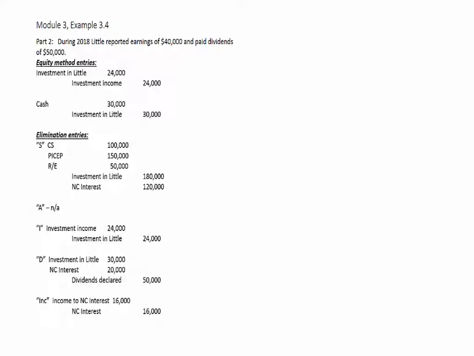And then finally, the new element, the income to the non-controlling interest. I use the abbreviation INC for income to non-controlling interest. However you choose to remember this is obviously entirely up to you. The subsidiary reported $40,000 in earnings. The non-controlling shareholders, in a sense, own 40% of that, or $16,000. And so that $16,000 is going to be allocated to the non-controlling interest, and that increases their ownership claim on the subsidiary.